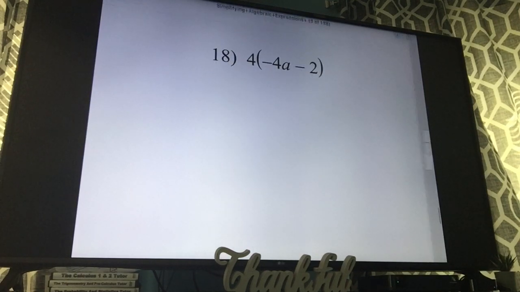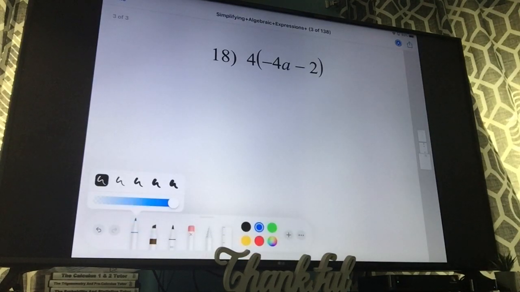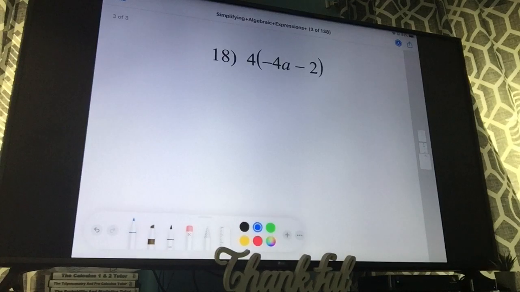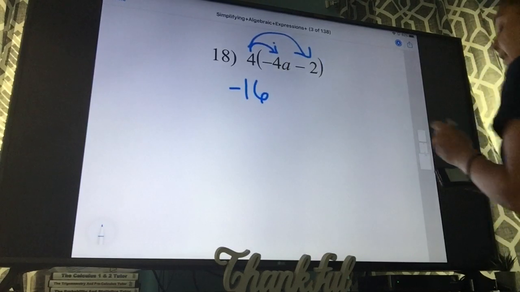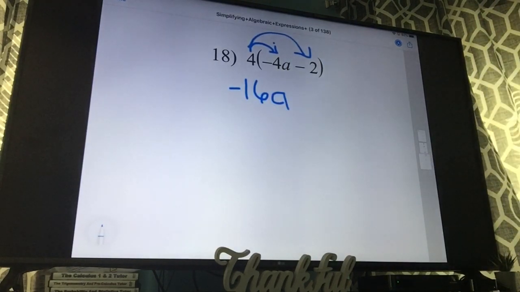Okay, 18. Okay, we see parentheses, so that means multiply. So you gotta go boom, boom. So 4 times negative 4 is gonna give you negative 16. And we have no A's, and we have one A. So it's gonna be 16A, just one A. Okay? 4 times negative 2 is gonna be negative 8. Okay, can we combine anything? No, we can't. Okay, so we're done.